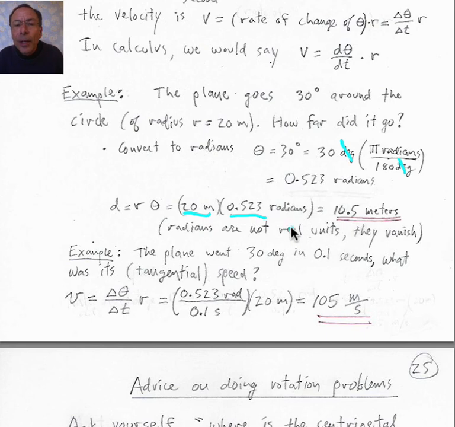Now you're going to complain. What happened to the radians? Shouldn't it be radian meters? And yes, there's something about angles. We're going to get into this later, but radians and degrees are what I call phantom units. They vanish, whereas meters are real units, and they don't vanish.